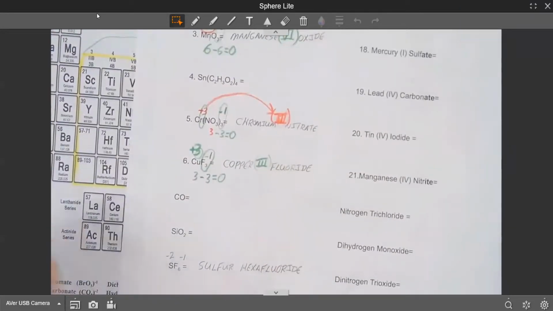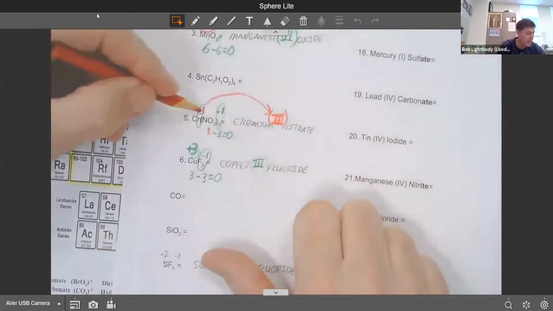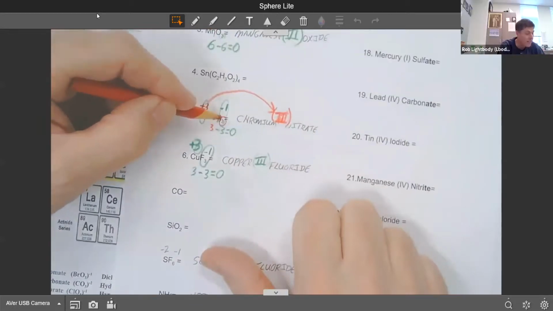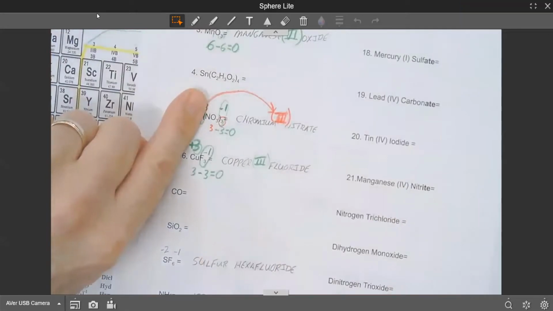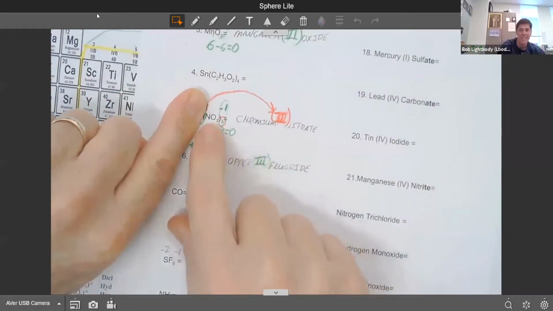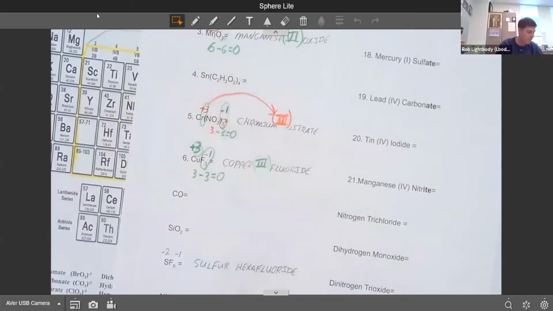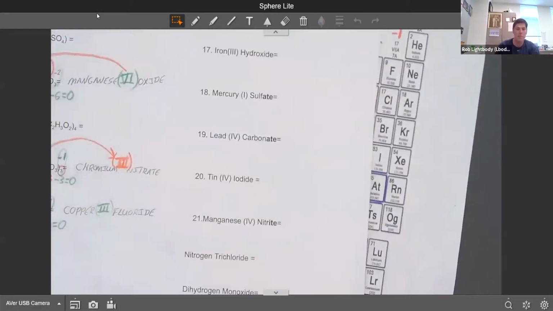So that 3 outside the parentheses, that applies to the charge of the nitrate? Nope. Which 3? The one after the nitrate. Oh, that? Yes, that applies to the nitrate only. It's saying I have 3 of whatever's inside the parentheses. Okay, so formulas to names, we're good to go. Now let's go names to formulas.